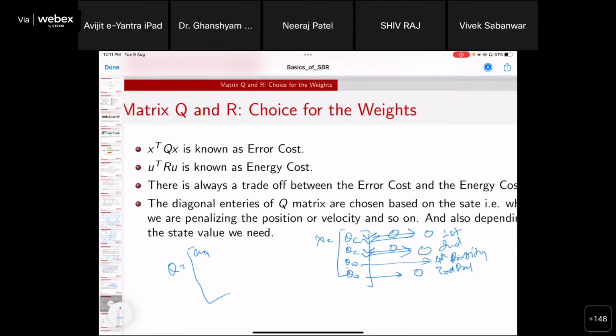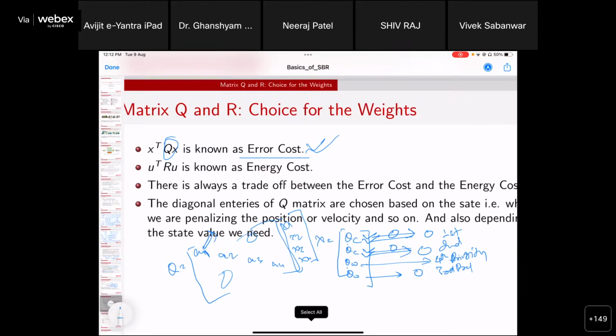Q1, Q2, Q3, Q4. These are your 4 parameters corresponding to your X1, X2, X3, and X4. So depending on which one is most important, you will increase the weight of the Q accordingly. So this is how you minimize the error cost. This is called the error cost. The choice of the Q defines how you choose the error cost.